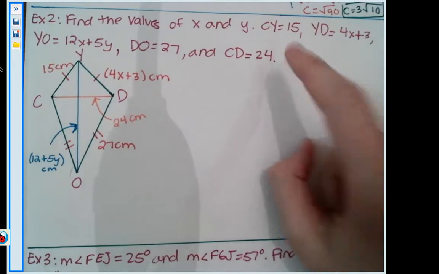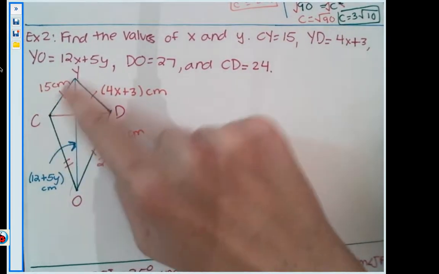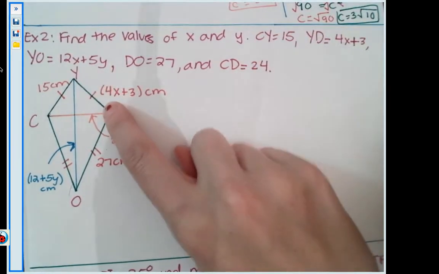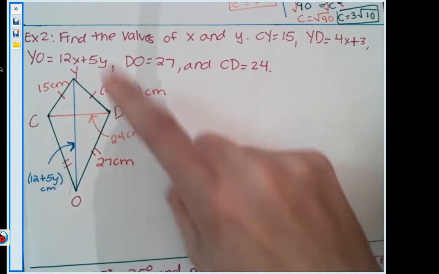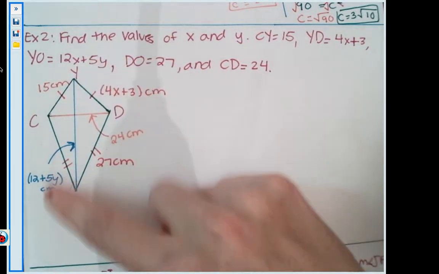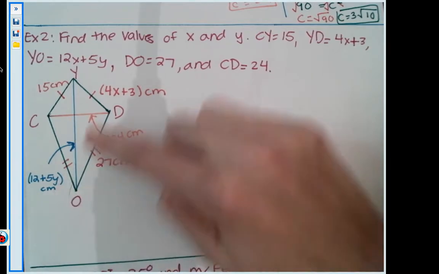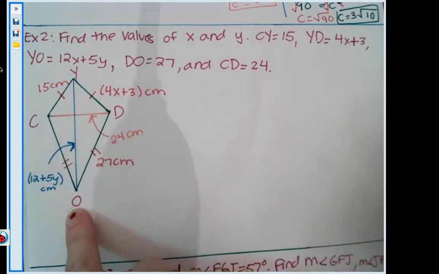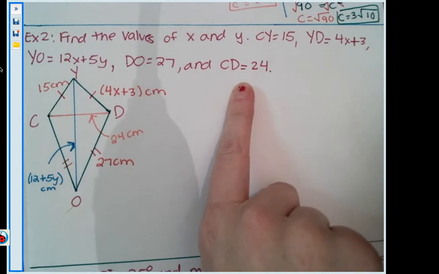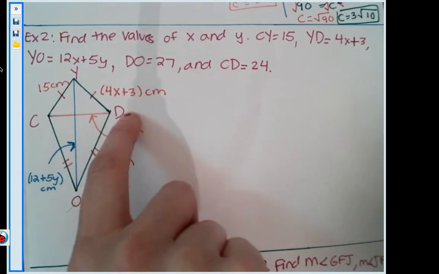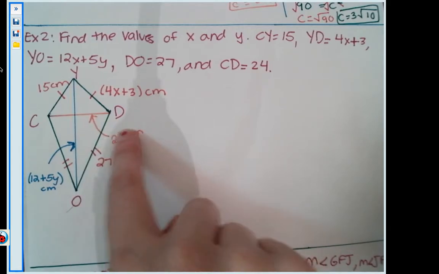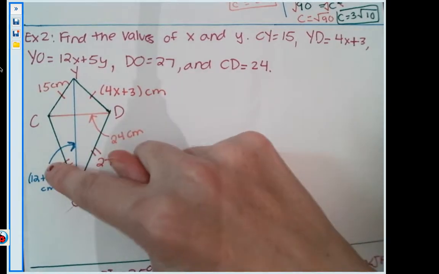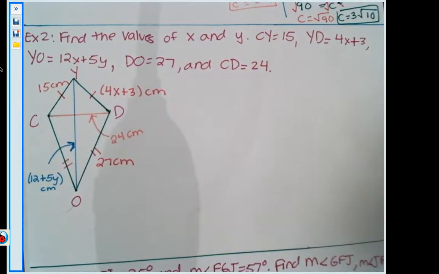So, that's pretty cool. It says CY is 15 centimeters technically. YD, so this bad boy, is 4x plus 3 centimeters. YO is 12 plus 5y centimeters, so that whole diagonal. And the other diagonal, the other side, DO, is 27 centimeters, and CD, the other entire diagonal, is 24. So be careful. This right here is pointing to the whole diagonal. I tried to make it all the same color, so you know this color goes to that. Same with this one. This goes to the whole diagonal, so be careful.